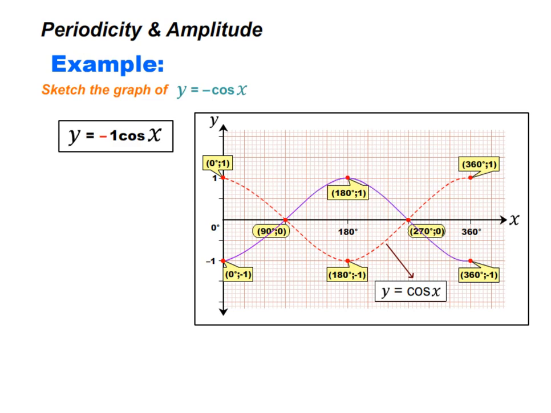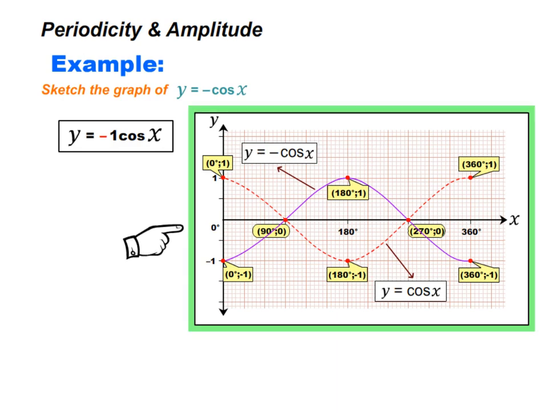Look at this graph with the dotted line. This is our mother graph. And our mother graph, in this case, is the graph of y is equal to cos x. Look at the graph with the solid line. This is the graph of y is equal to negative cos x. We can tell that this graph is a reflection of the other graph on the x-axis.